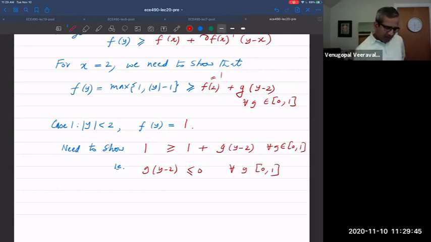But if you look at y minus 2, the absolute value of y is less than 2, so this is always less than 0. So for any g in [0, 1], g times (y minus 2) has to be less than or equal to 0. At best, it can be 0, but otherwise it will be negative. So this is true. We verified this condition when the absolute value of y is less than 2. So now let's look at the other case, if y is bigger than 2.